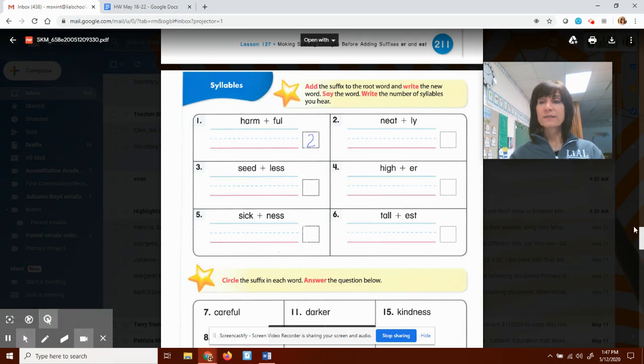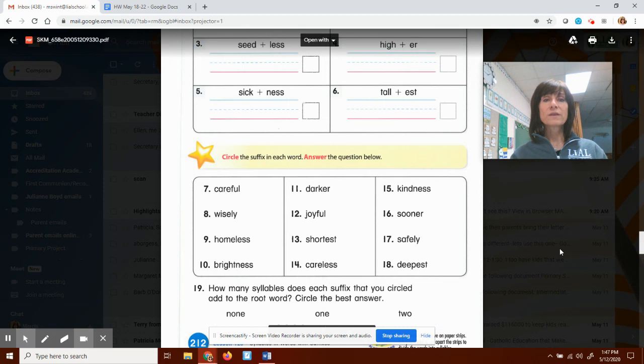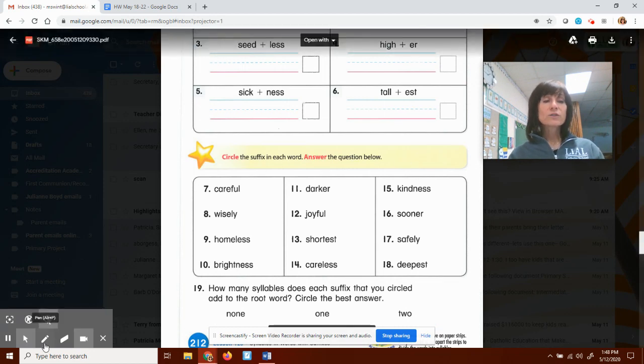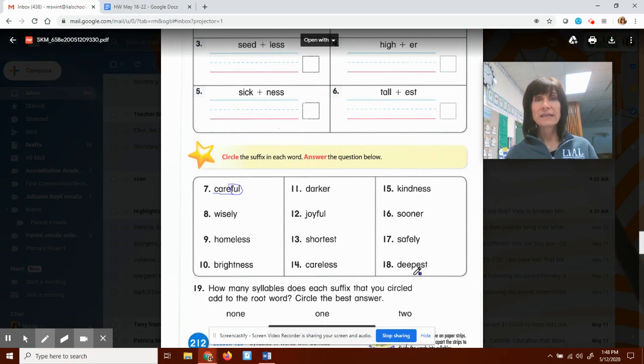And the bottom part says to circle the suffix in each word. Answer the questions below. If you're circling the suffix, remember a suffix comes at the end of the word. So if this is my base word or my root word, I'm going to circle my suffix. Follow through for the 7 through 18 doing that. How many syllables does each suffix that you circled add to the root word? Generally, is it 1? Is it a 2-syllable word? Is it 0? None, 1, or 2.